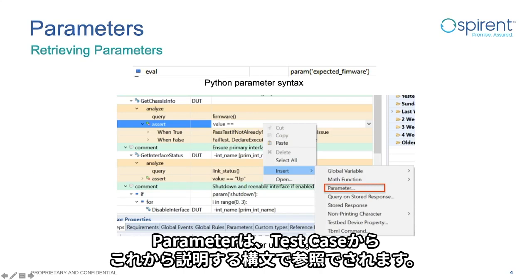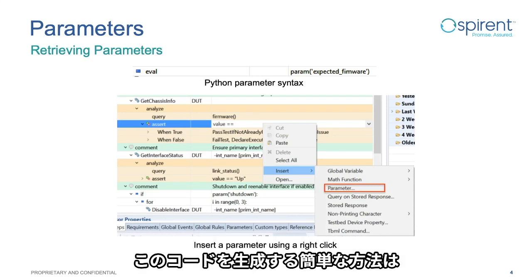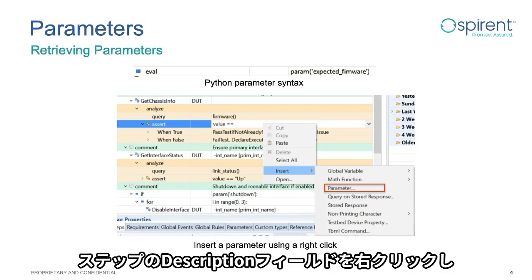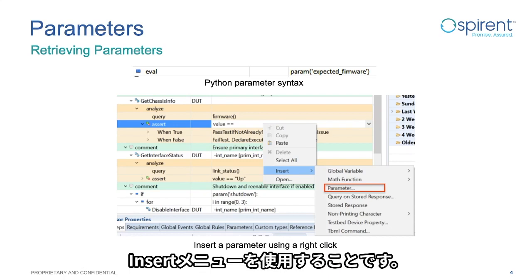Parameters are referenced in a test case using the syntax shown here. An easy way to generate this code is to use the Insert menu found by right-clicking in the description field of a test step.